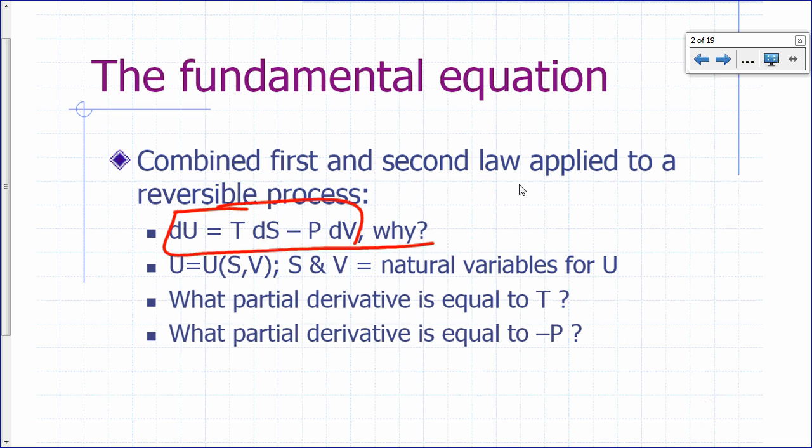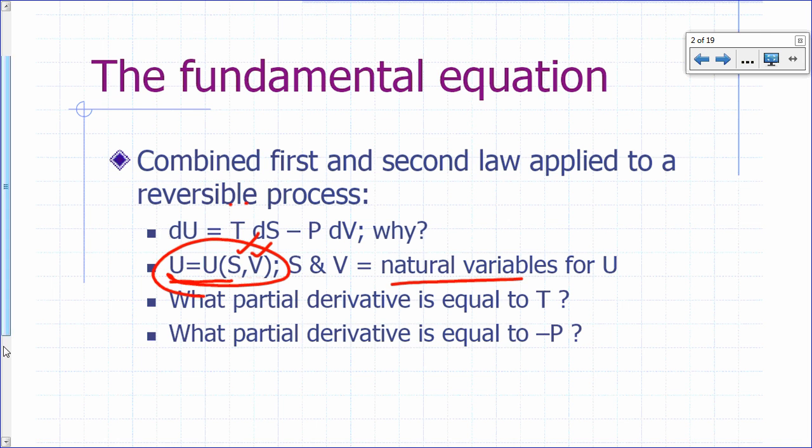What does this tell us? We know that U is a state function. We're expressing a change in U in terms of a change in S and a change in V. So this suggests that U is a function of two independent variables, S and V. We say S and V are the natural variables for U. Those are the variables that naturally come out from the first and second law. So what do we know about a function of two independent variables?